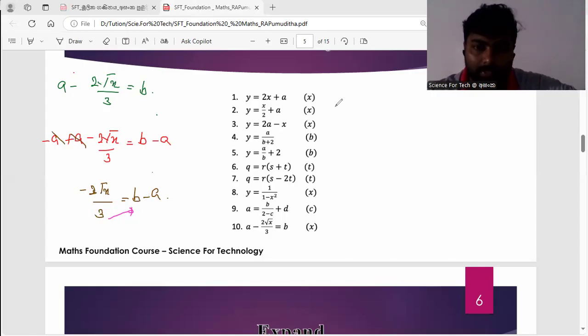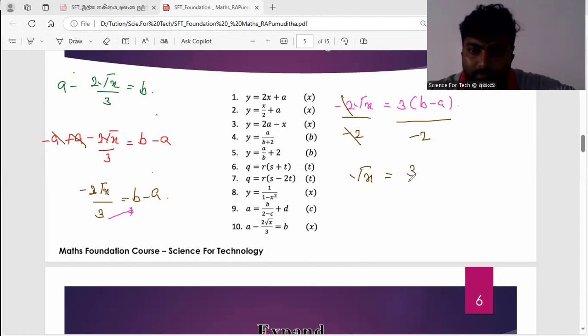Then our answer is minus 2 square root of x equal 3 into within bracket b minus a. Then in the square root of x there is a minus 2. To remove this minus 2, I am going to divide this by minus 2 and this side also by minus 2. Then minus 2 minus 2 get cancelled. Then square root of x equal 3 divided by 2. Here it is minus, b minus a.